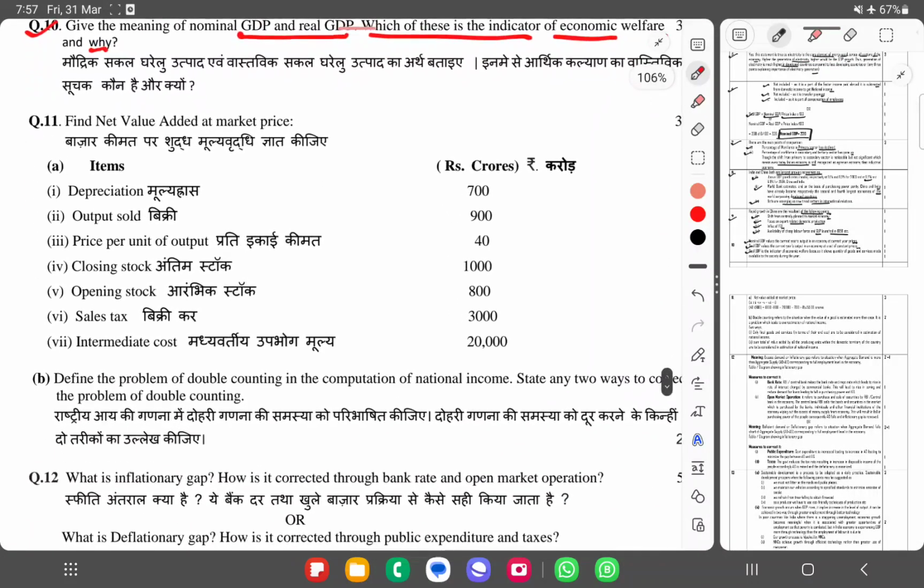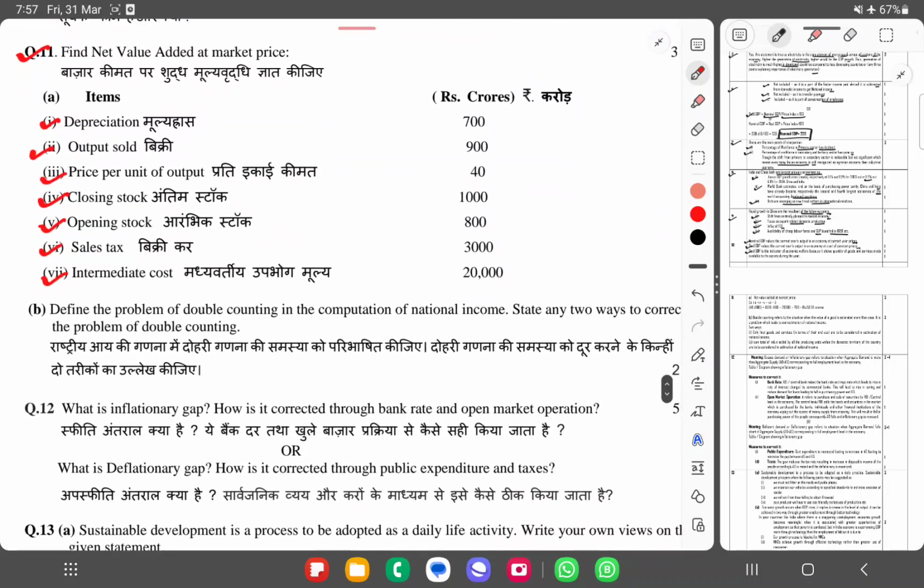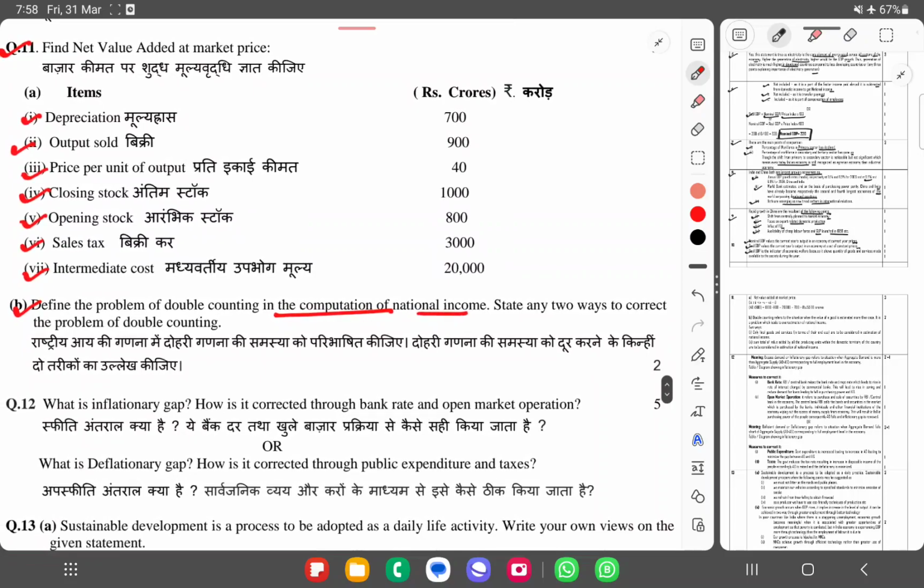Find the net value added at the market price. Description: output sold, price per unit output, closing stock, opening stock, sales tax, intermediate cost, and the prices are given. करना क्या है? Net value added at the market price. ठीक है, और बी पार्ट भी देख लेते हैं. Define the problem of double counting in the computation of the national income. State any two ways to correct the problem of double counting.